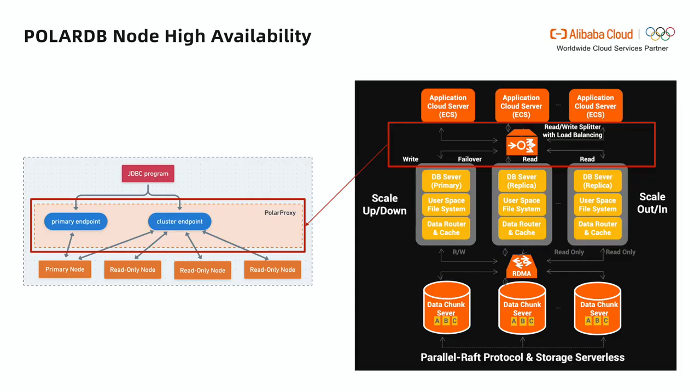This part is the architecture of PolarDB. For this topic, the key component is the Polar proxy in the red rectangle. Basically, you can publish the primary endpoint and the cluster endpoint with the help of a load balancer. The primary node is attached to the primary endpoint, while all nodes, including the primary node and read-only nodes, are attached to the cluster endpoint. A JDBC program can connect to either the primary endpoint or the cluster endpoint, depending on different business requirements.